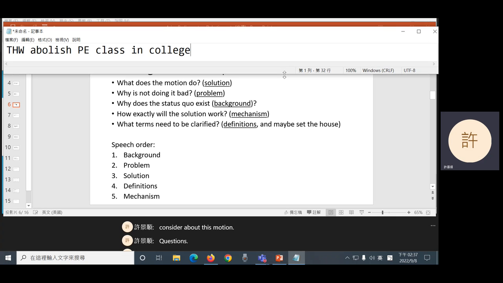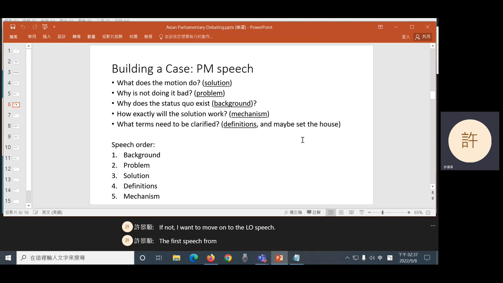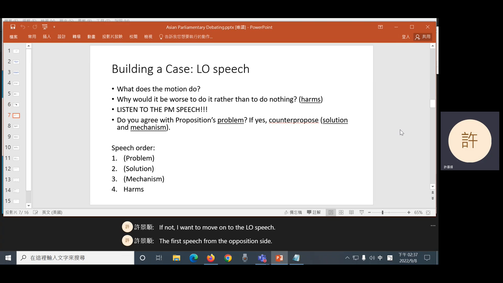Okay, so do you have questions about the PM speech? If not, I want to move on to the LO speech, the first speech from the opposition side. Now, as I said, the preparation for this speech is not as fixed because you're not exactly sure what the PM will say. But once you realize what is going on, you have a choice.